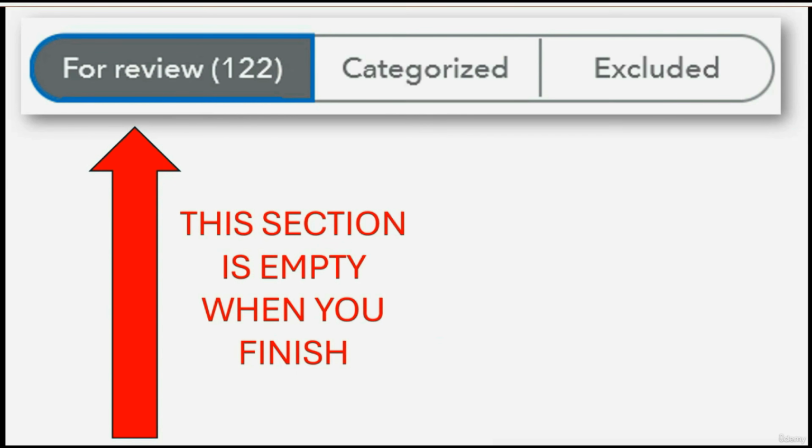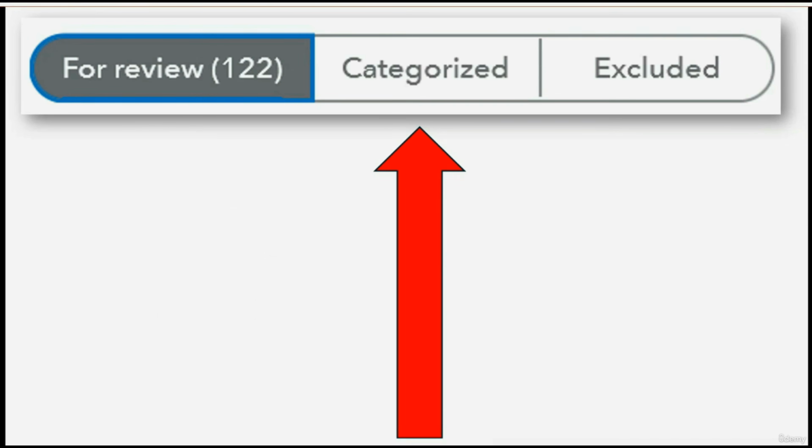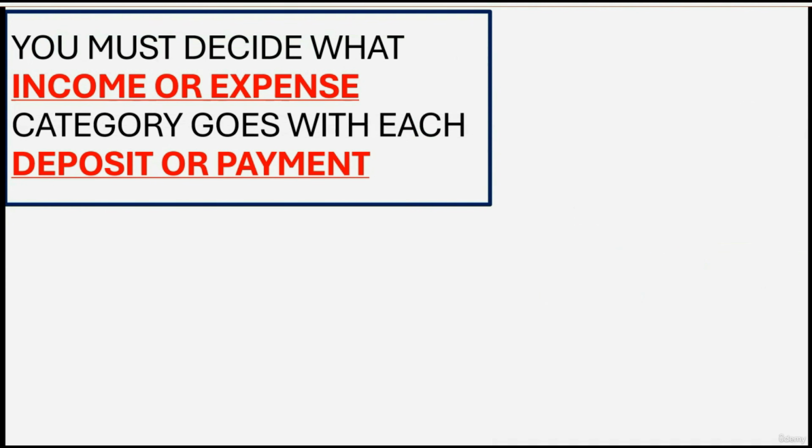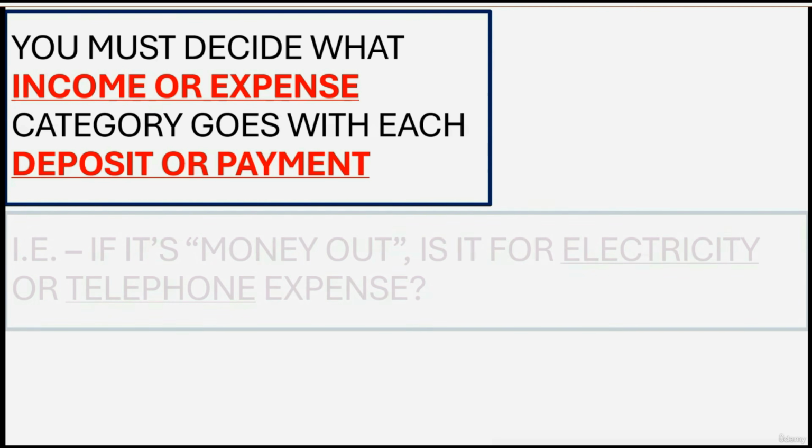Now, this section, For Review, should be completely empty when we finish our work reviewing all the transactions and categorizing them. But why do you think the middle section that shows everything that's actually entered into QuickBooks is called Categorized? Well, that's because after you determine that it's a legitimate transaction, you, not the computer, must decide what income or expense type of account would go with that deposit or that payment.